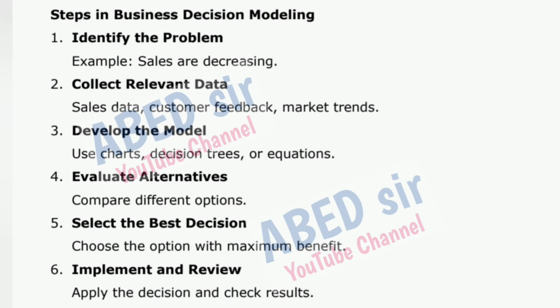Steps in business decision modeling. 1. Identify the problem. Example, sales are decreasing. 2. Collect relevant data. Sales data, customer feedback, market trends. 3. Develop the model. Use charts, decision trees, or equations. 4. Evaluate alternatives. Compare different options. 5. Select the best decision. Choose the option with maximum benefit. 6. Implement and review. Apply the decision and check results.